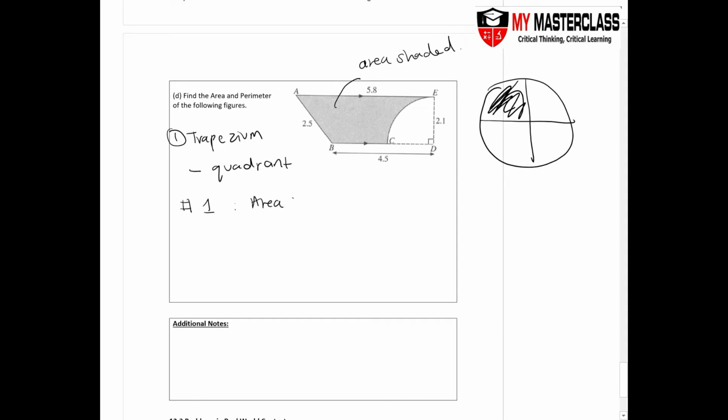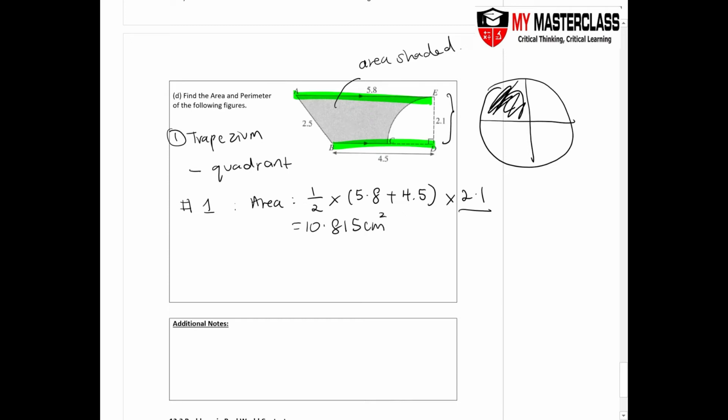So area of a trapezium, you will have half times the parallel lines. So what is the parallel lines? Please learn how to identify which lines are parallel, because the ones that are in the height version are not parallel. So you use 5.8 plus 4.5 multiplied by 2.1. 2.1 is the height. Now press into your calculator, and you should be getting 10.815 cm square.